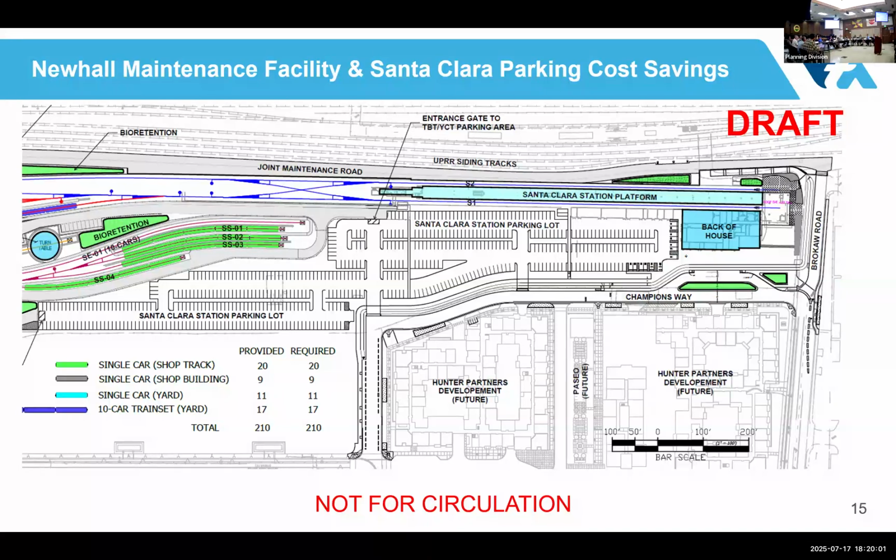So we had to reduce the size of the maintenance facility. We had to redesign it. We had to move things around. We had to shuffle tracks. And we had to really get some variances from BART to make that happen so that we could build an at-grade lot. And this saved in the range of tens of millions of dollars for the project.